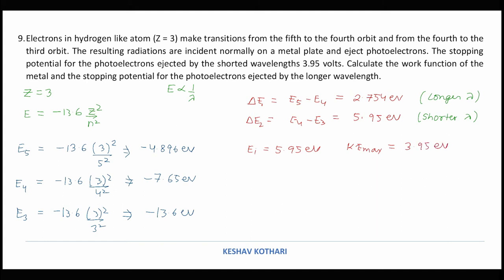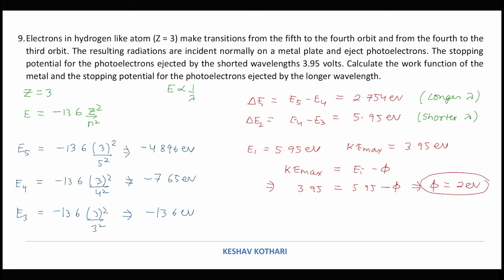So from here I can calculate the work function using the expression: maximum kinetic energy is equal to incident energy minus work function, that is 3.95 is equal to 5.95 minus phi, and from here we obtain phi is equal to 2 electron volt. So the value of work function is equal to 2 electron volt.